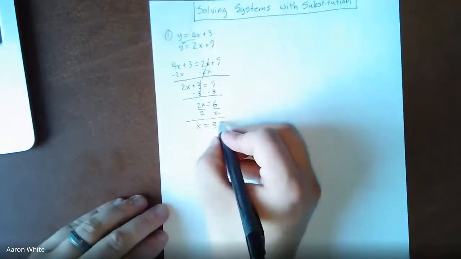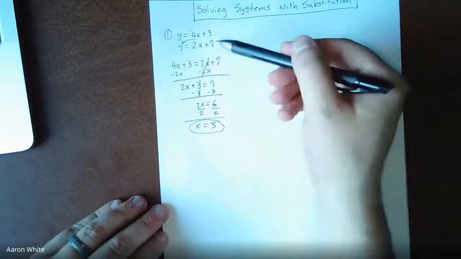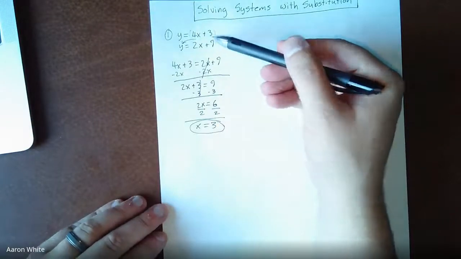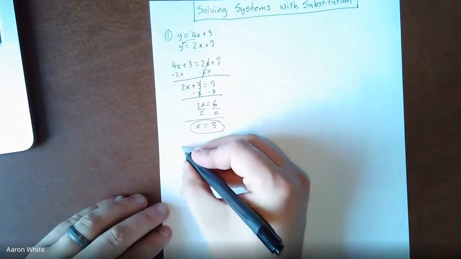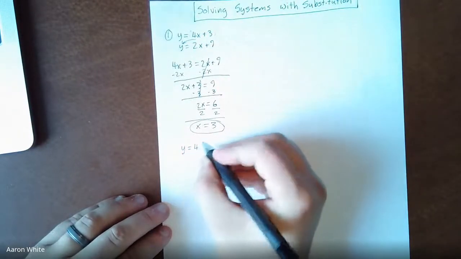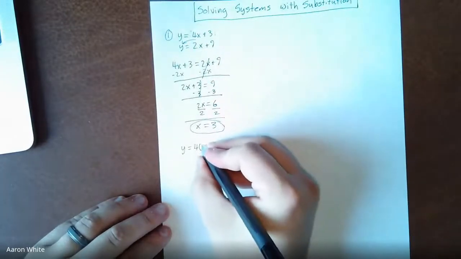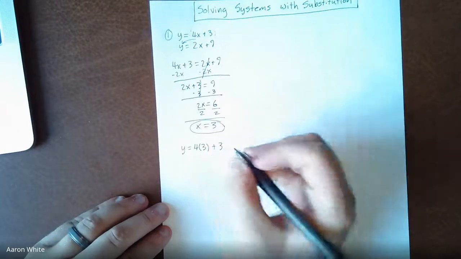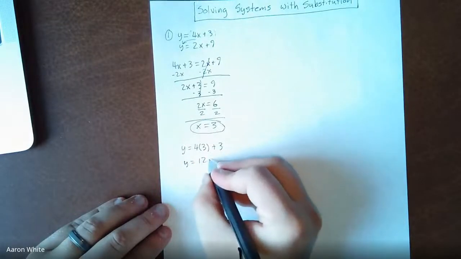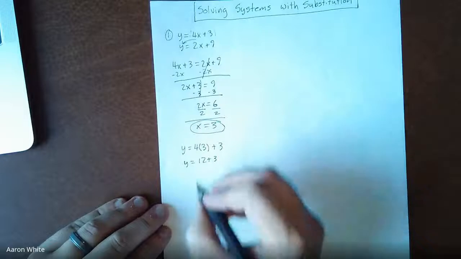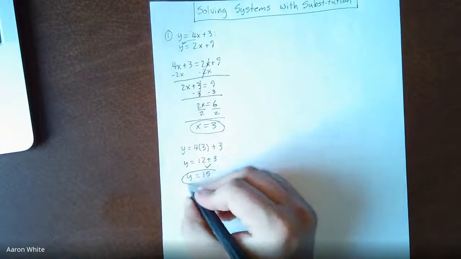Now what I need to do is take this value for x and plug it into one of my original equations. And it doesn't matter which one we choose. You just need to choose one of them. I'll go ahead and just choose the top one. So we'll say then that y equals 4, and instead of the x, I'm going to use my value of 3, because I now know that x equals 3, plus 3. And I know that 4 times 3 is 12, so here I have 12 plus 3. And 12 plus 3 is going to give us 15. So we know that y equals 15.